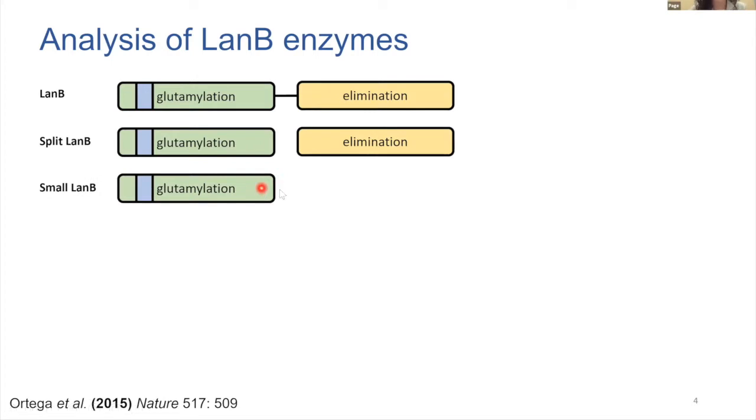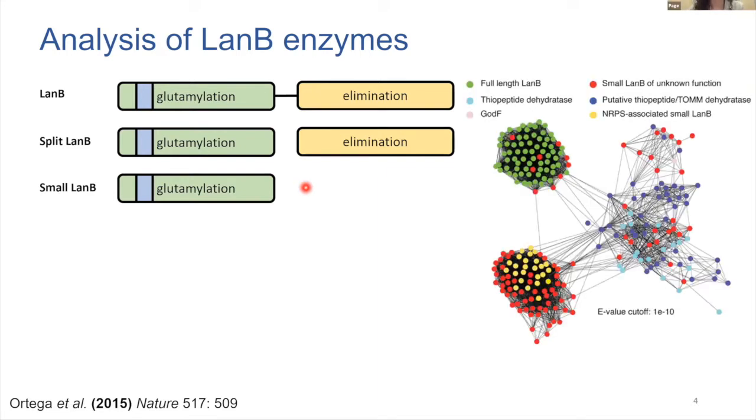What we additionally pull out are the sequences for which the elimination domain is not encoded within the biosynthetic gene cluster, the operon, or the organism altogether. So we decided to investigate these sequences to see if they may have some alternative function than their split and full-length counterparts. When we do a sequence similarity network analysis, which compares the similarity between the sequences, we find that the small LanBs actually separate into a clade separate from that of the full-length LanB counterparts. This indicates to us that these might have some alternative function.